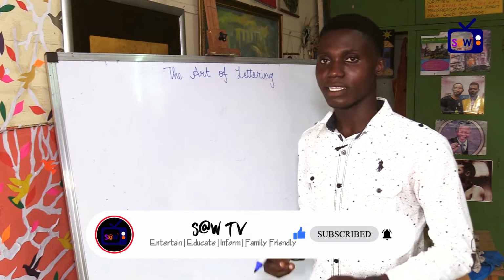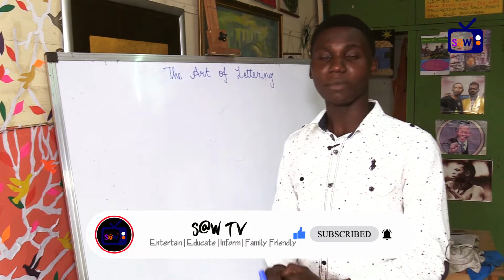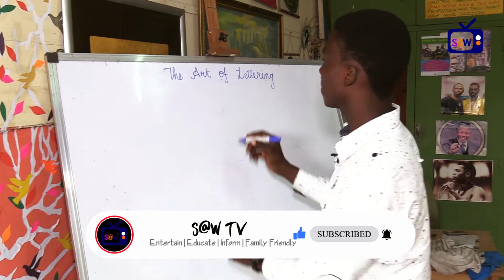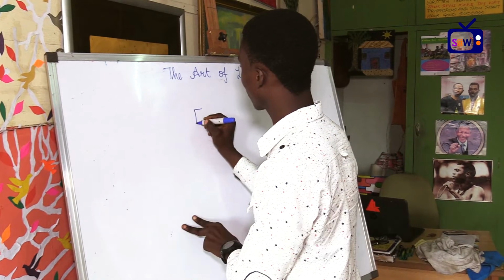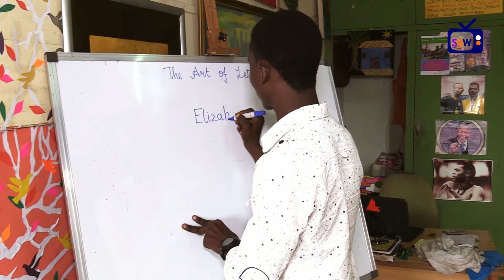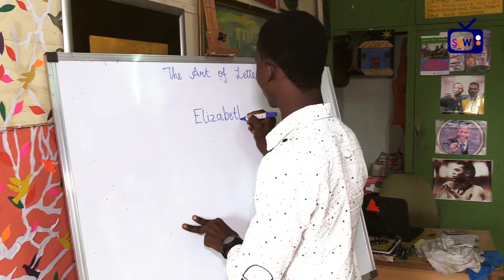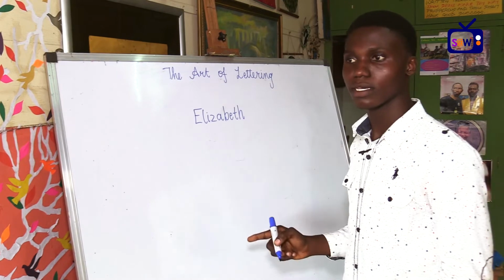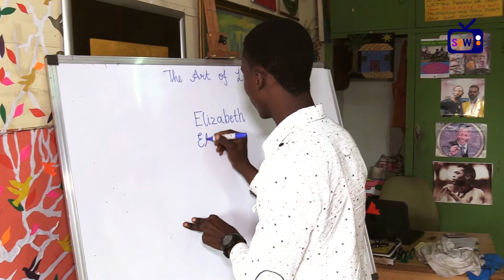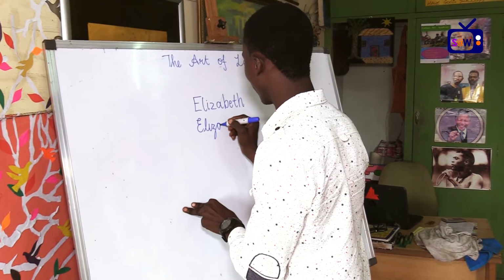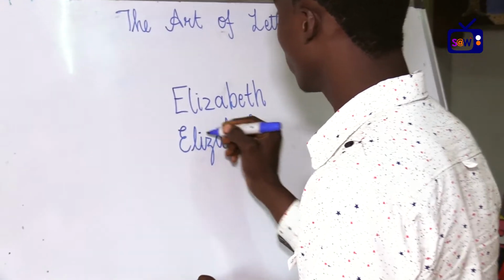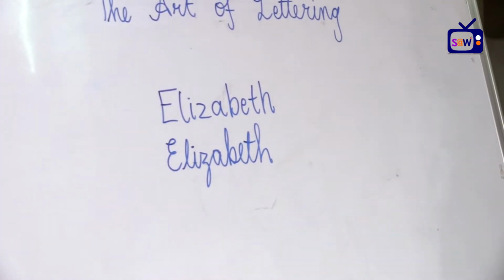You can either write in text or cursive. What do I mean by text? Let's take for example, we want to write the word Elizabeth. This is written in text, and we are going to cursive. This is cursive. This is the cursive format of Elizabeth.